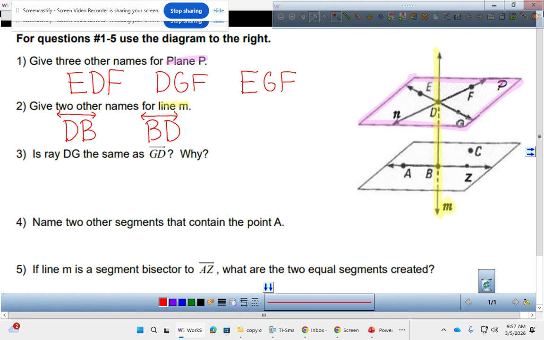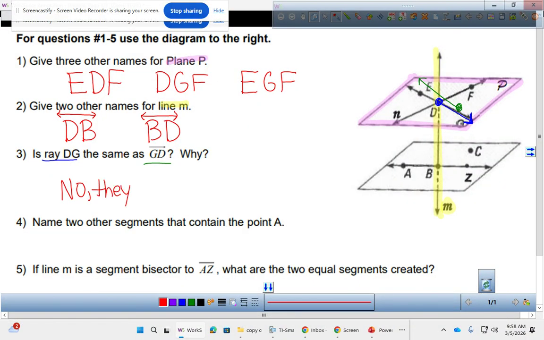Is ray DG the same as ray GD? All right, so let's look at ray DG. D goes to G. In blue, that's DG. So it starts at D and it heads in this downward right-hand direction. Ray GD starts at G and heads towards D. So it goes in the upward left-hand direction. So the answer to this question would be no.